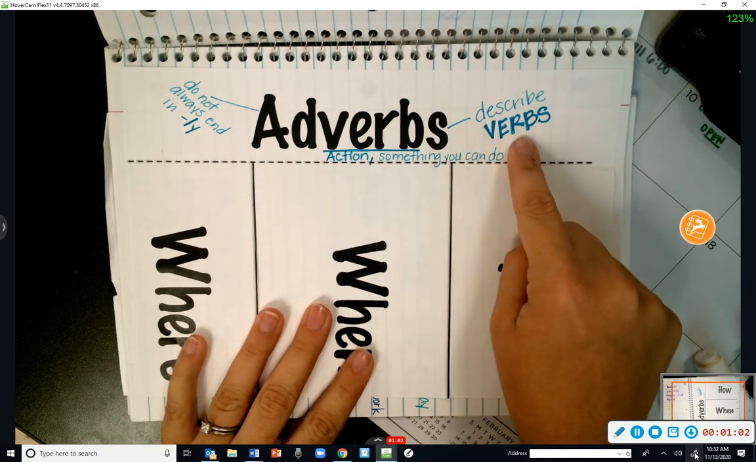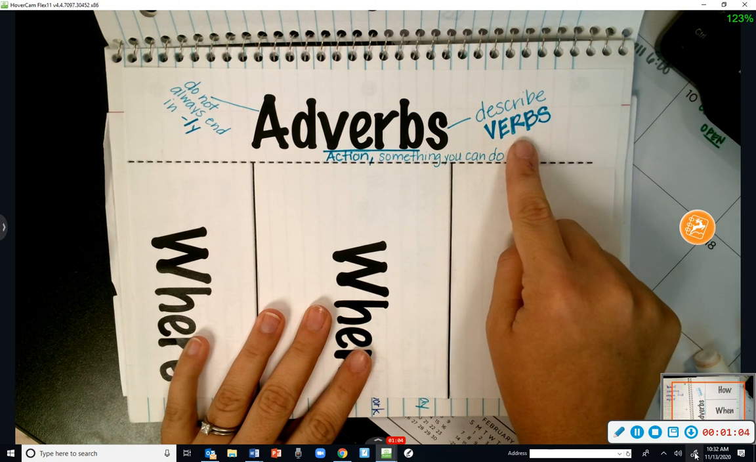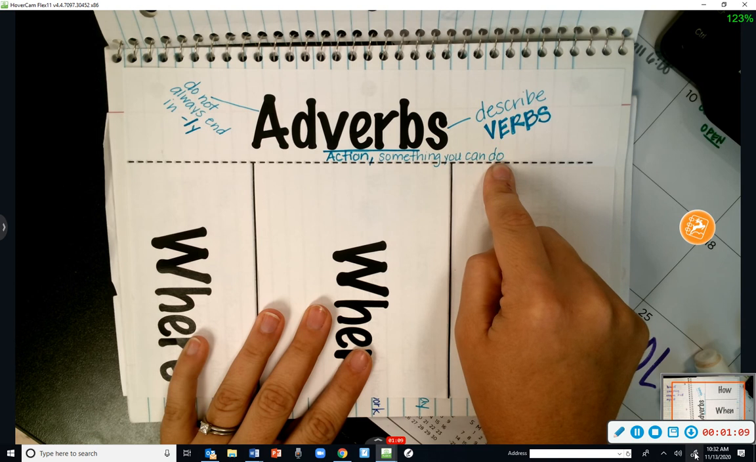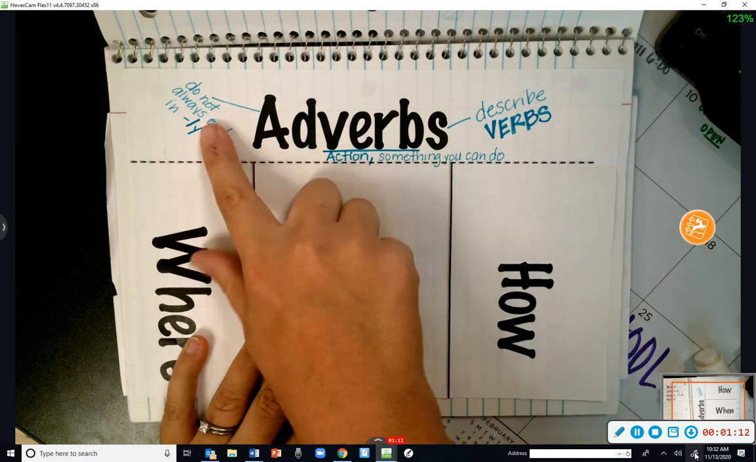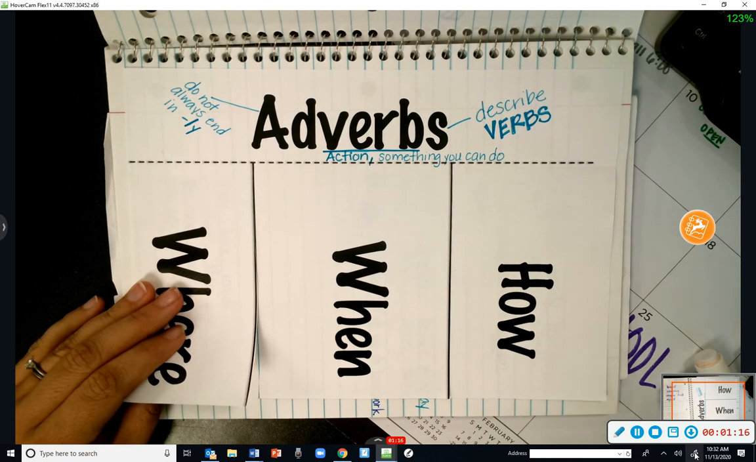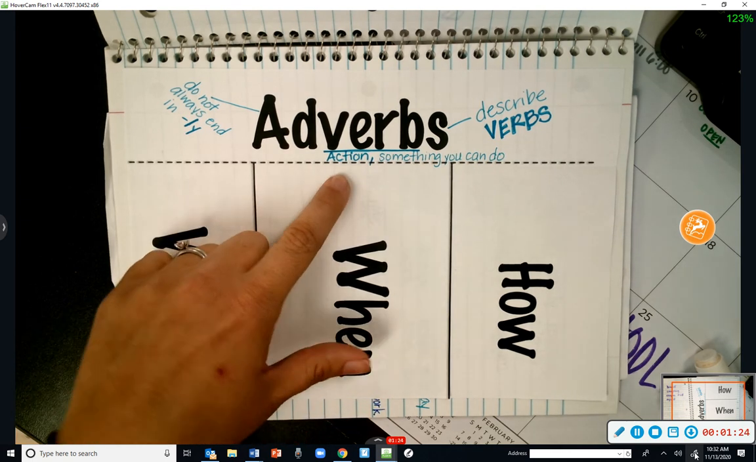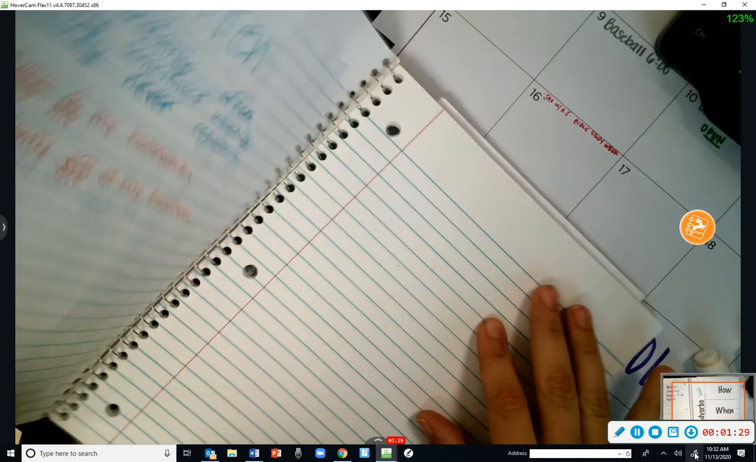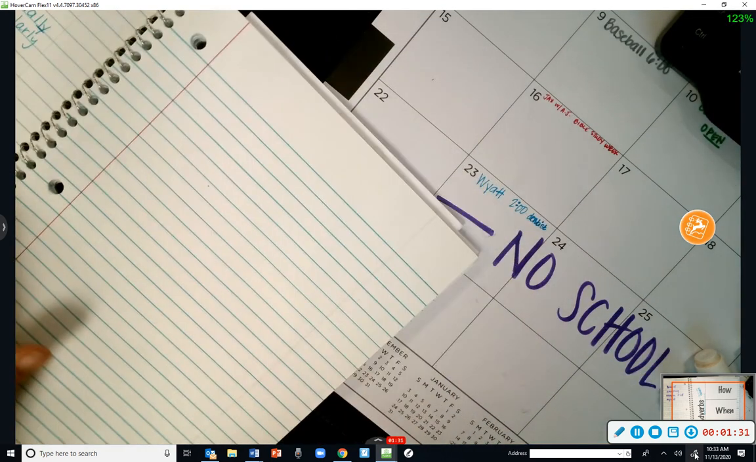And what is a verb? A verb is something that you can do. Something you do. So action, something you can do. Okay? Does it always end in ly? No, but a lot of the times it does. But an adjective can end in ly too. So that's where it really comes in handy if you know what a noun and a verb is. Okay? So now let's flip to a clean page where we're going to practice telling me the difference between the nouns, verbs, adjectives, and adverbs. Okay?